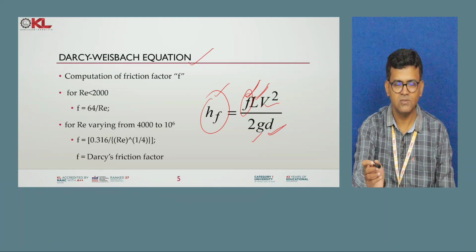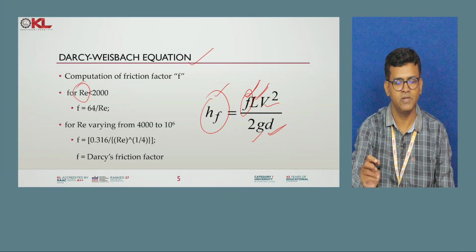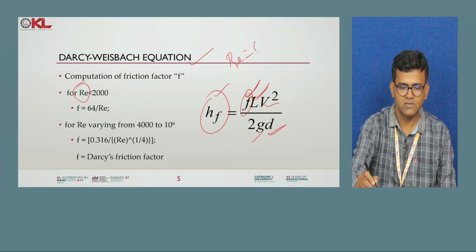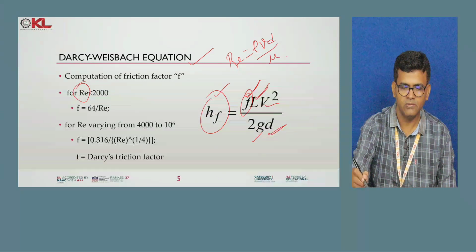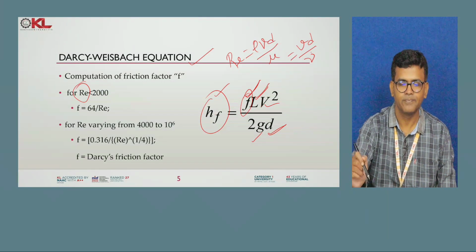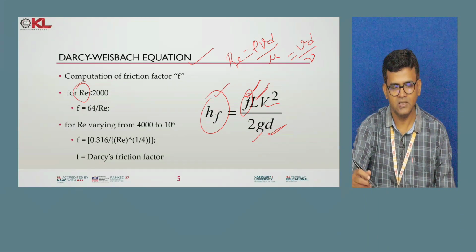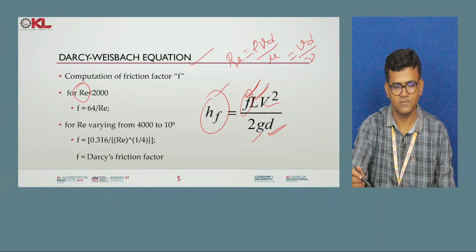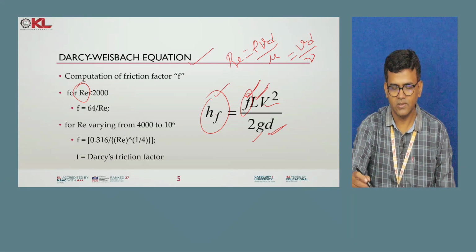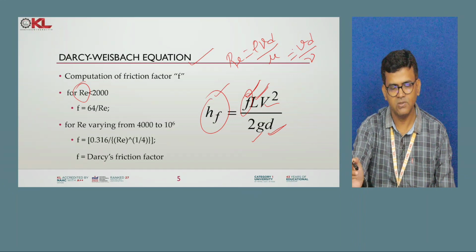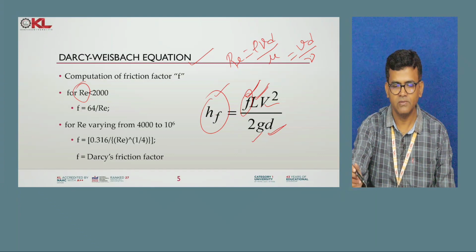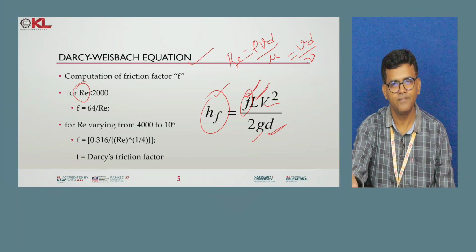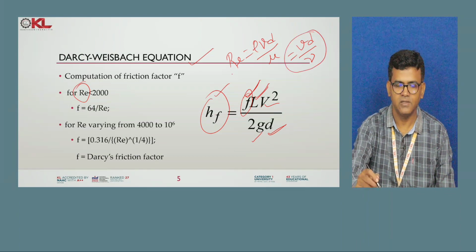For computing f, first we have to compute the Reynolds number. Reynolds number is equal to rho V d upon mu, or we can write V d upon nu. It is the ratio of the two forces, the inertia force to the viscous force. You can use this Reynolds number formula if you know the velocity in the pipe, the diameter of the pipe, and the kinematic viscosity of the fluid. Then we can determine the Reynolds number.